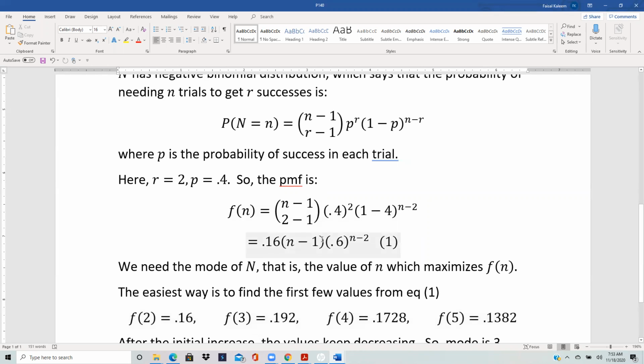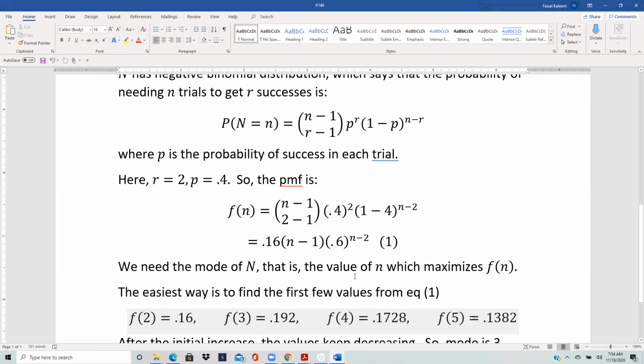So when you substitute n equals 2, you get f of 2 equals 0.16. That tells us that the probability of needing 2 hurricanes for 2 losses is 0.16. And similarly, this tells us that the probability of needing 3 hurricanes for 2 losses is 0.192. And then it decreases when you put n equals 4, so it increases from f of 2 is 0.16, and then f of 3 increases to 0.192, but then f of 4 decreases to 0.1728.